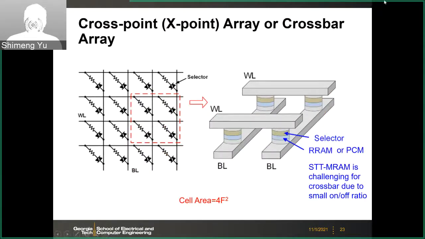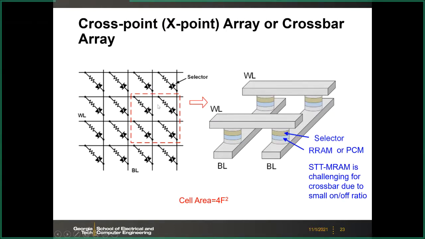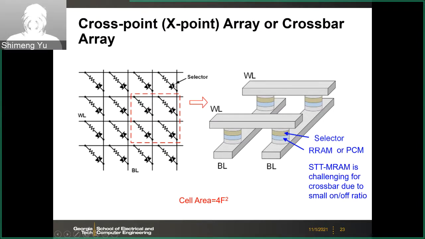And the second array is called the cross-point array, or X-point array. And this is what Intel used. It may also be called a crossbar array. So the idea is very straightforward. You get rid of that transistor, and you still have the resistor at each cross point, but you need to add this so-called selector, a two-terminal device in series with the resistor, to select the cell which you want to program. So essentially, this is like a crossbar array.